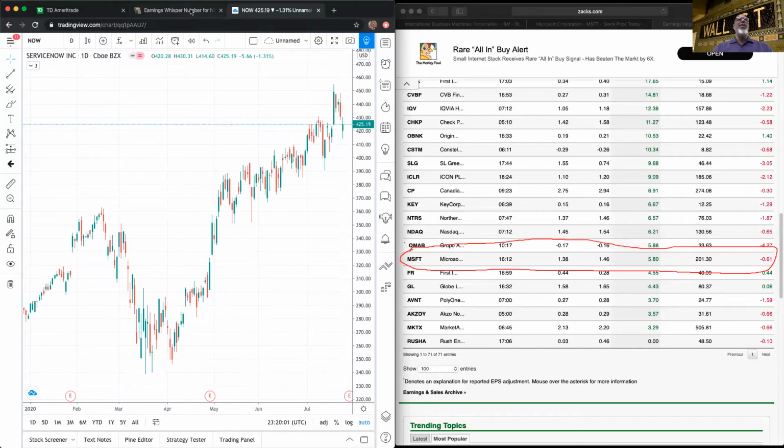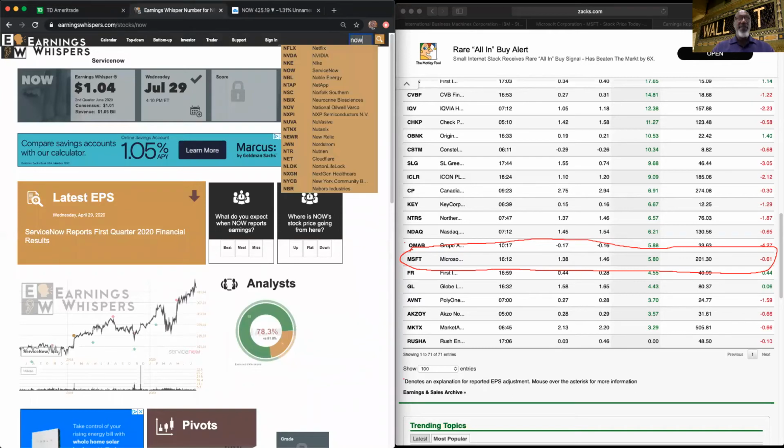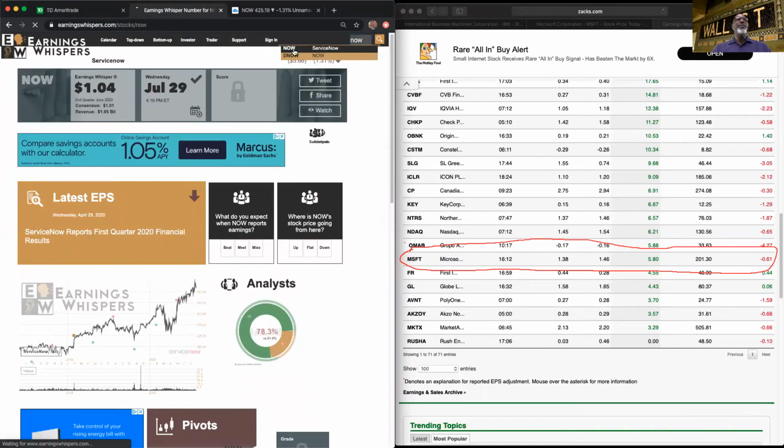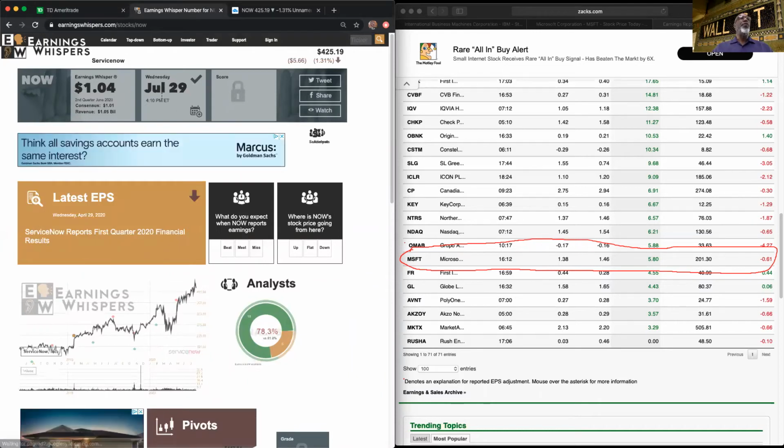So let me go in here to my Earnings Whisper now. As you see, I already typed in ServiceNow, and you can see what's expected. They report Wednesday on the close, July 29th. The consensus on Wall Street is $1.01. Earnings Whisper has it at $1.04, so they're actually expecting them to beat the number. I'm not sure what's going to happen with this, but this is typical of what I like.